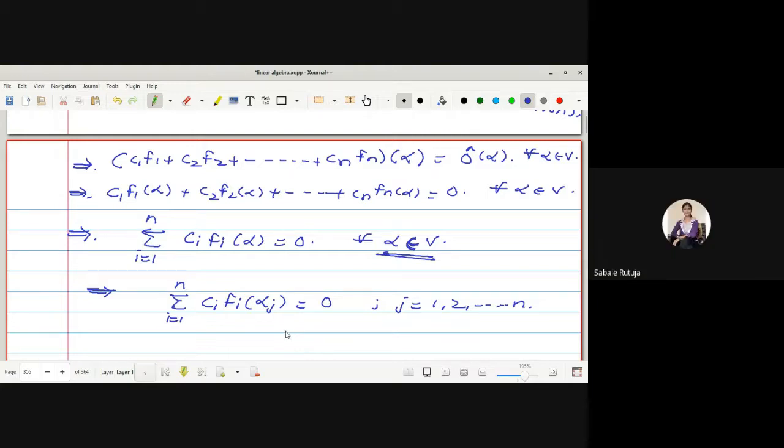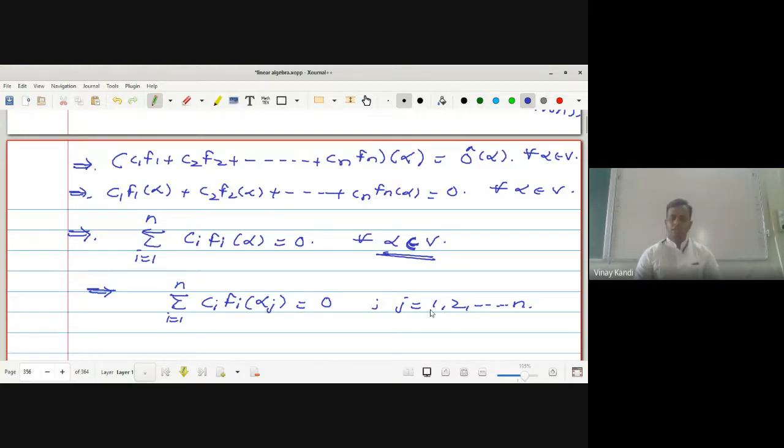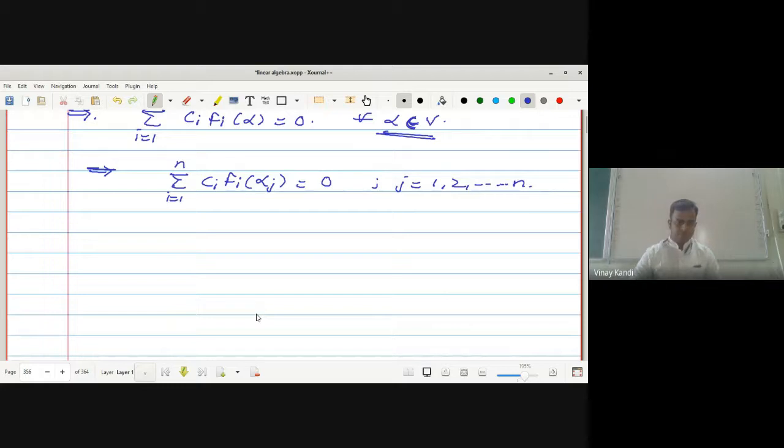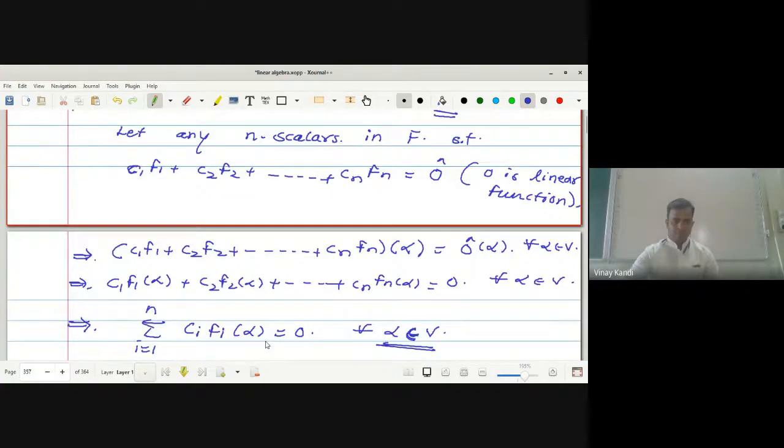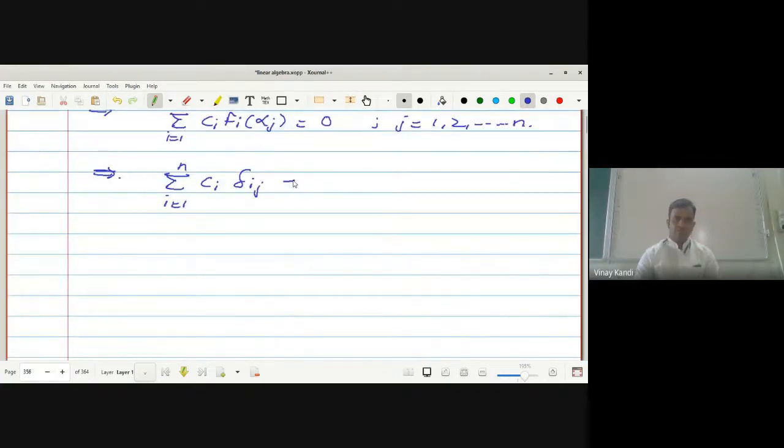Yes, sir. Okay. How many alphas do we have in total? 1 to n. Only the notation is different there. I is not used, j is used. Okay, now this implies summation i is equal to 1 to n Ci Fi of alpha j is nothing but what? Delta ij here. Okay, any doubt? No, sir. Now, which is equal to 0.